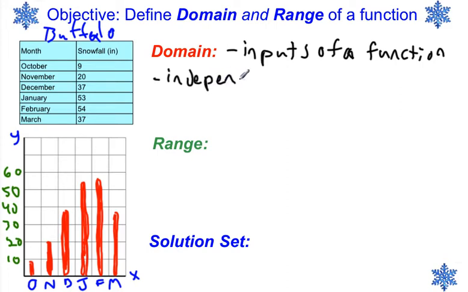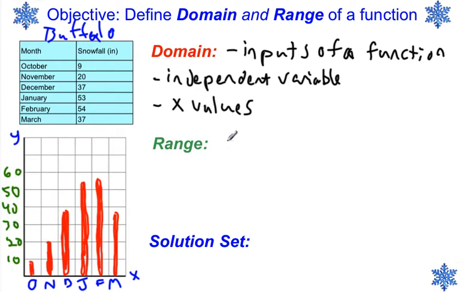So the independent variable. Independent because the month dictates the snowfall and not the other way around. The month is going to be the month, and the snowfall will depend on that. We could also say that since it's on the x-axis, that it is the x values. The domain is the x values. So that's domain. Domain is our x values. It's our inputs. It's independent. It happens, and we have a resultant output.